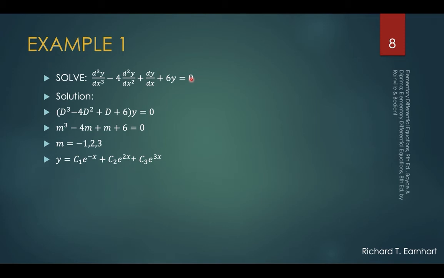Okay, so let's consider the first example. You have D cubed minus 4D squared plus D plus 6 equals 0. So this is the D operator. Getting rid of y and replacing D by m, we get m cubed minus 4m squared plus m plus 6 equals 0.